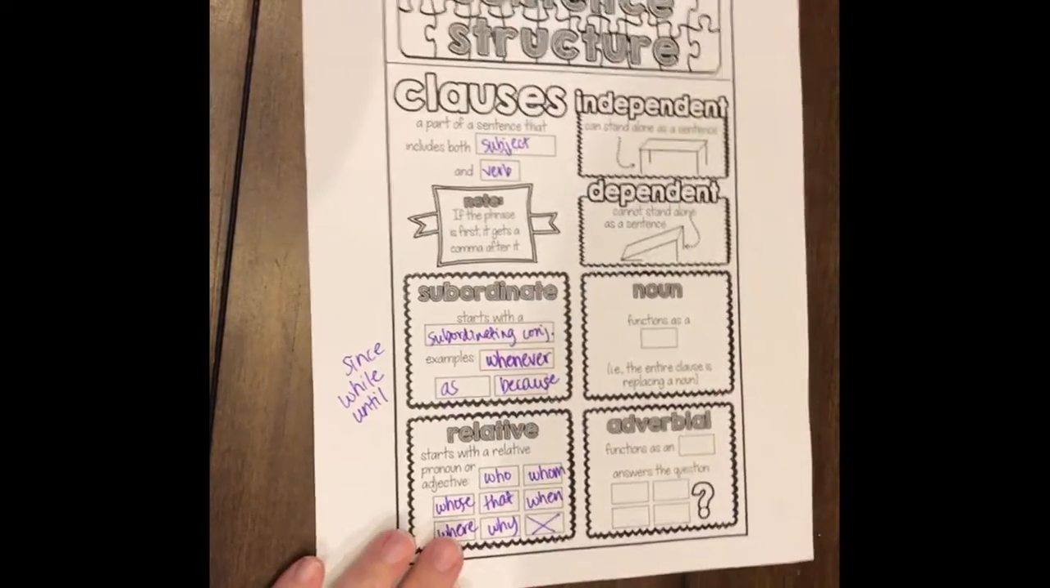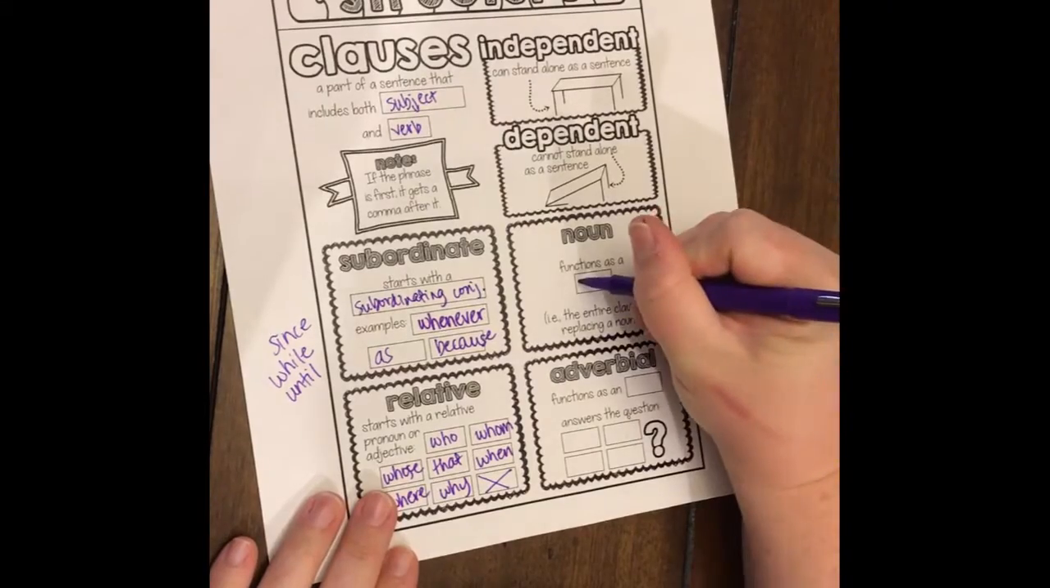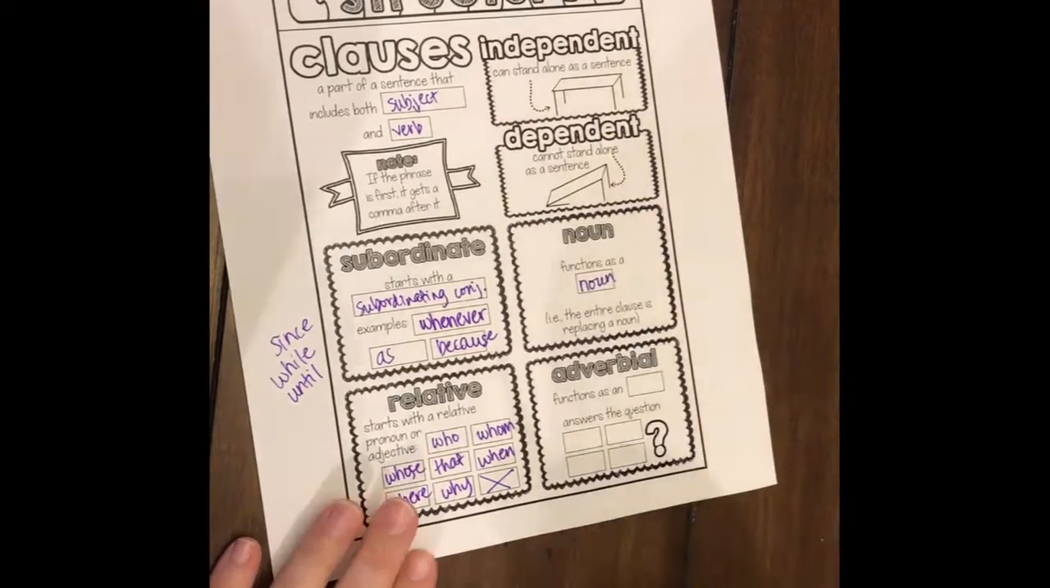Okay, next type of dependent clause is a noun clause. A noun clause functions as a noun. Imagine that.